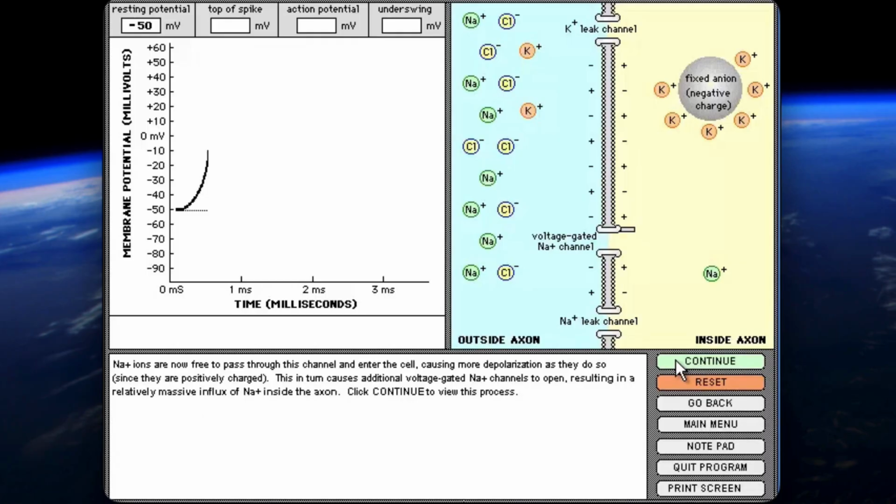Sodium ions are now free to pass through this channel and enter the cell, causing more depolarization as they do so since they are positively charged. This in turn causes additional voltage-gated sodium channels to open, resulting in a relatively massive influx of sodium inside the axon.